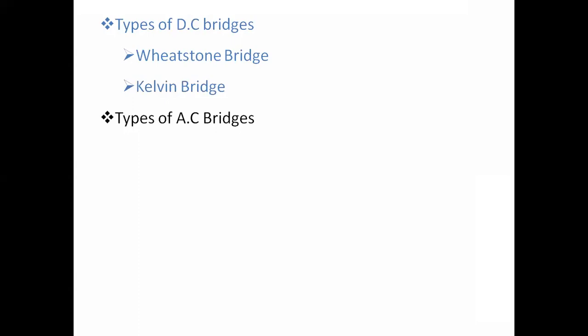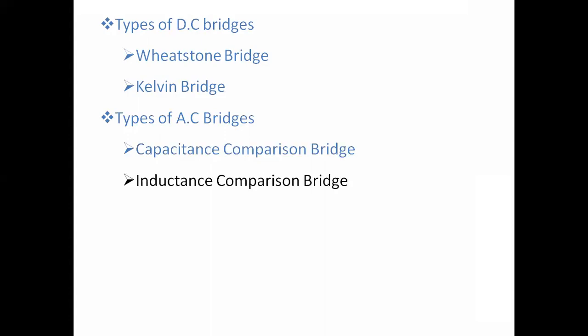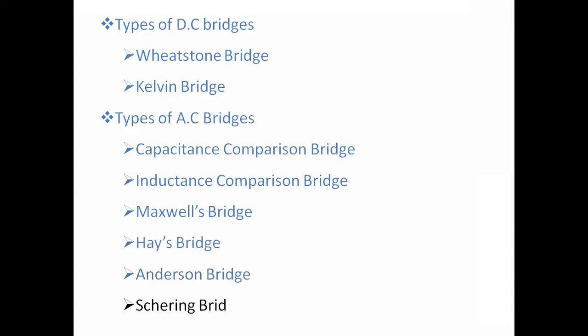And types of AC bridges. AC bridges are the capacitance comparison bridge, inductance comparison bridge, Maxwell's bridge, Hay's bridge, Anderson bridge, Schering bridge, and Wien's bridge. So nearly 7 types of AC bridges are there for measurement of AC impedances.